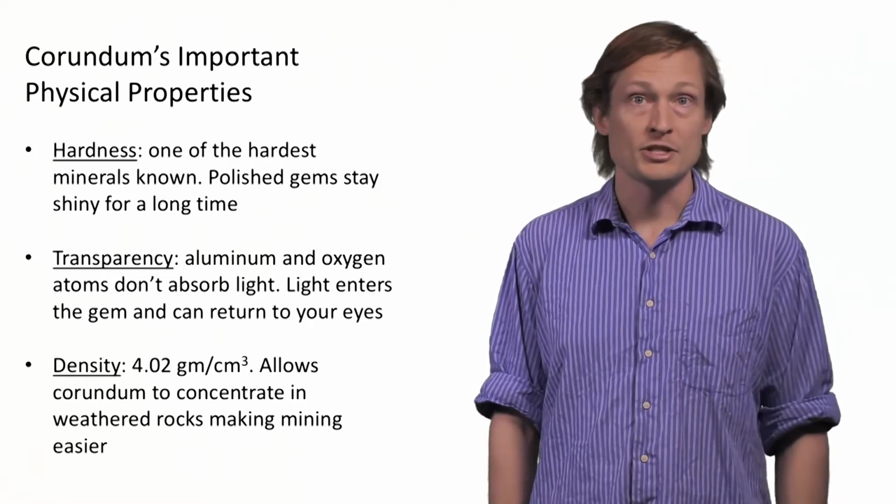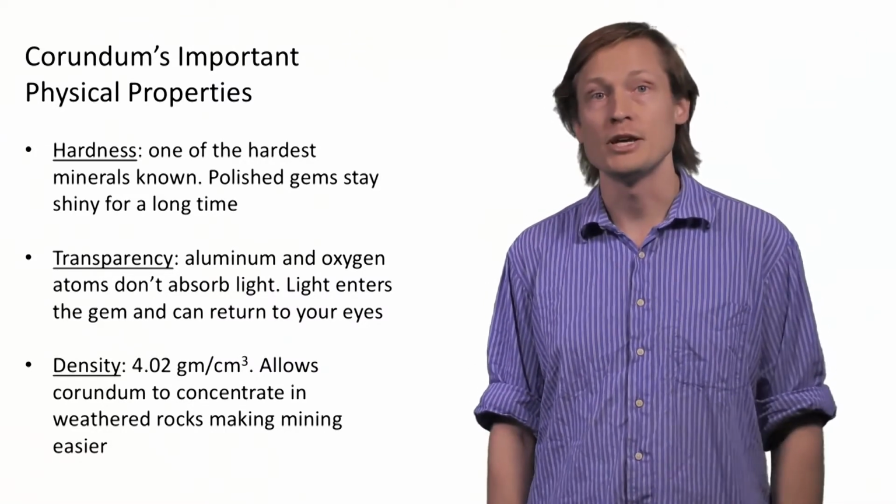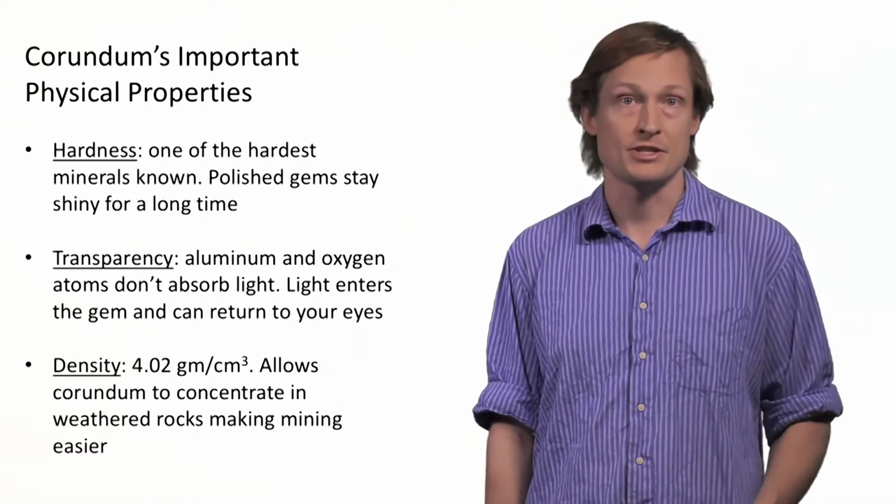Finally, the aluminum and oxygen atoms are held together very closely, making rubies and sapphires very dense. This doesn't necessarily make them good gemstones, but it does mean they don't get swept away when the original rocks that hosted them get washed away during geological weathering. This allows rubies and sapphires to accumulate in what we call alluvial deposits, and this makes it relatively easy for miners to extract them. We'll discuss this more in the next lecture.